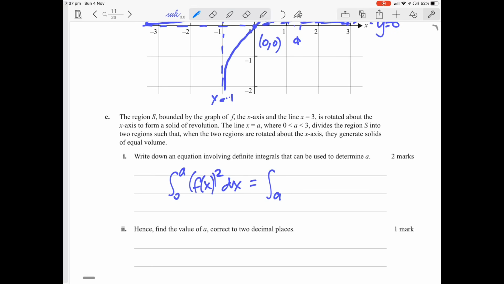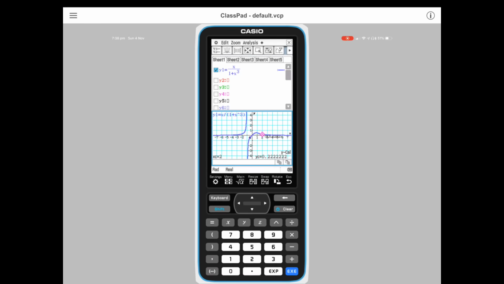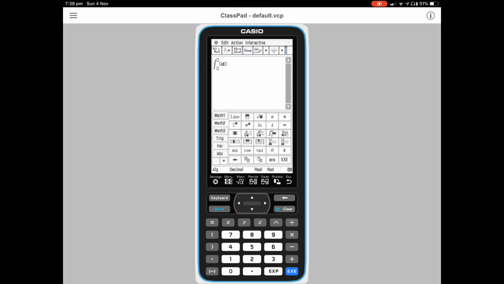A to 3, f of x squared dx. Okay, hence find the correct value of a. So let's see if we can get what a is. I'm going to clear it all. So our integral from 0 to a, I'm going to go y because it's annoying.